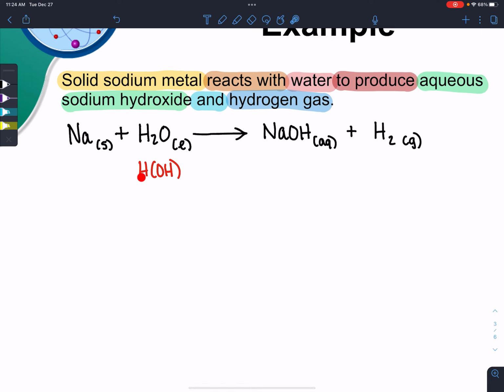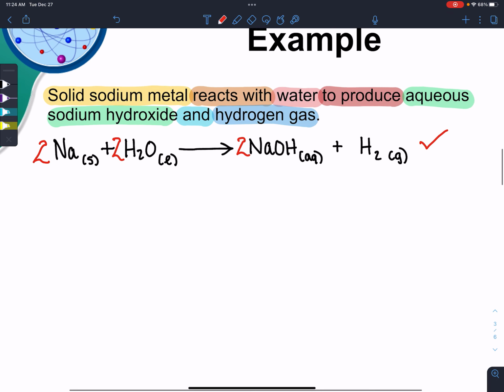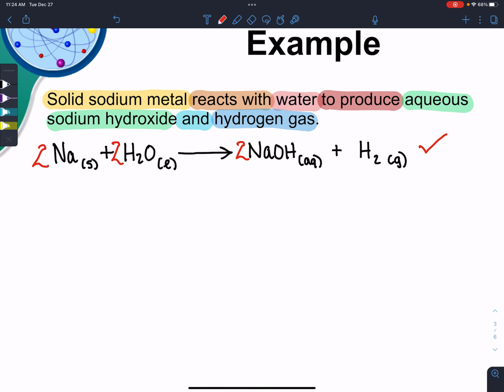So I've got 1 hydrogen here, 2 hydrogens here. So I'm going to put a 2 right here. And then I've got 2 hydroxides, 1 hydroxide. So I need to put a 2 right here, which then adds 2 sodium. So I got to go back and put a 2 right there. And then we are balanced. And that's it. Let's try one more example.